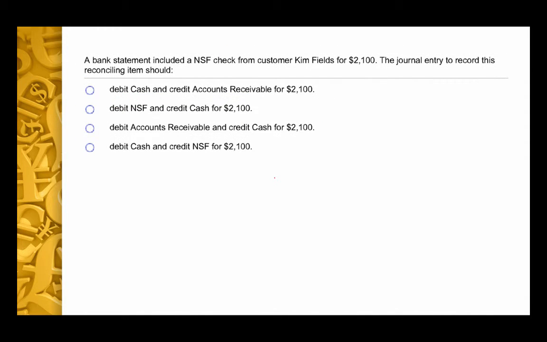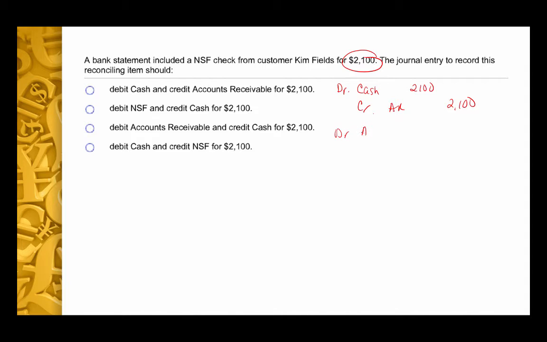Now let's go on to some journal entries. So here, a bank statement included an NSF check from a customer, Kim Fields, for $2,100. What journal entry would we need to record this reconciling item? First and foremost, we have to know that when we recorded this cash receipt of $2,100, we debited cash for $2,100 and we credited accounts receivable for $2,100. So now what we're basically doing is reversing this entry because there was an NSF.